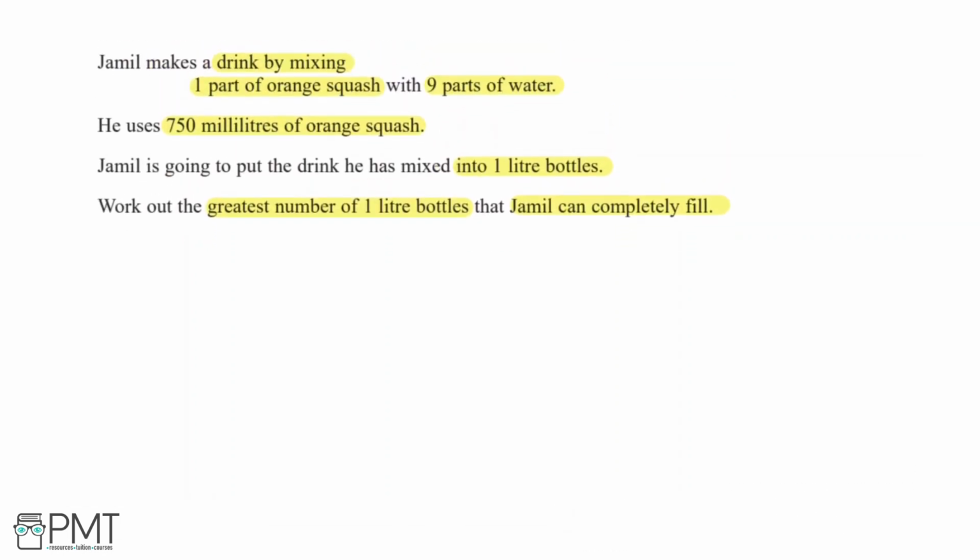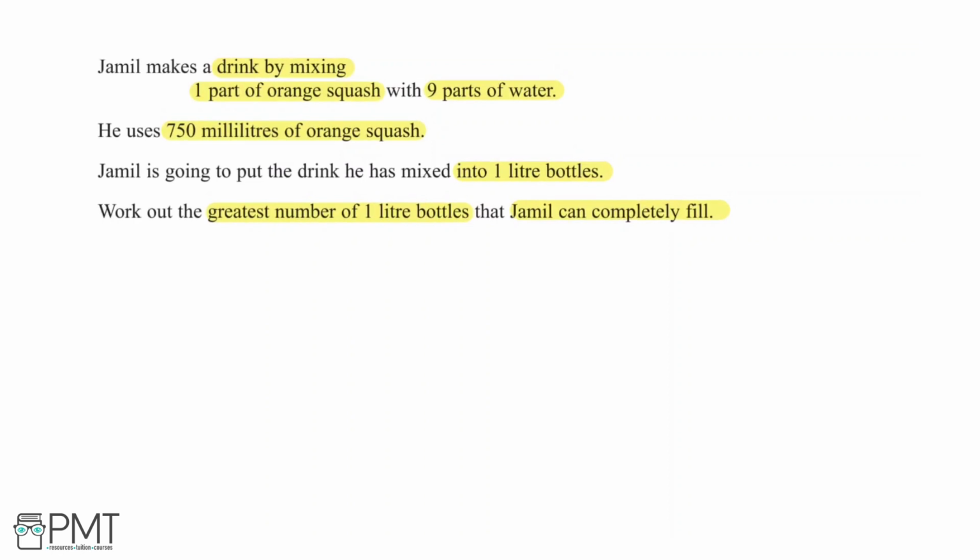Okay? So, the first thing is we're going to find how much water is used. We know that the ratio of orange squash to water is 1 to 9. So if he uses 750 milliliters of orange squash, we need to work out how many milliliters of water he uses.